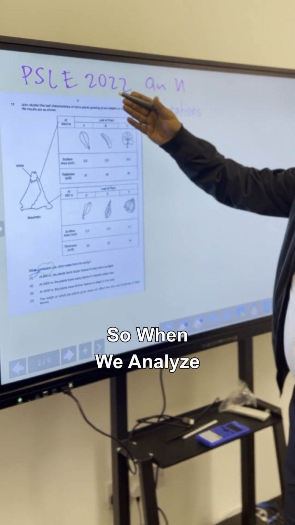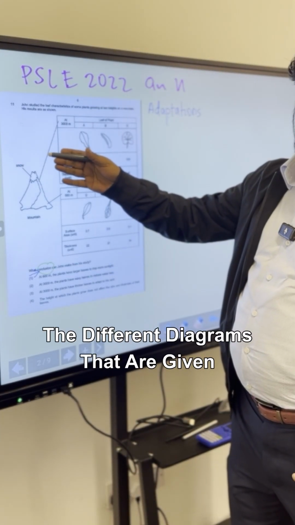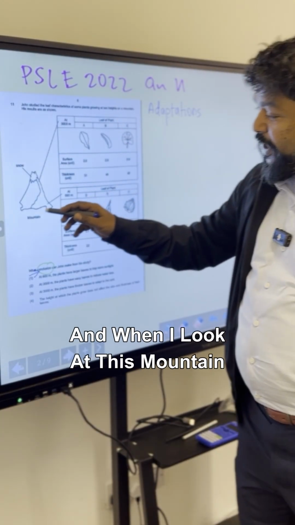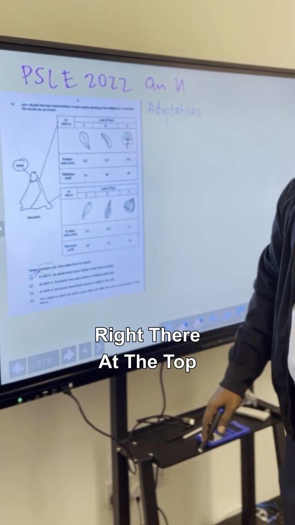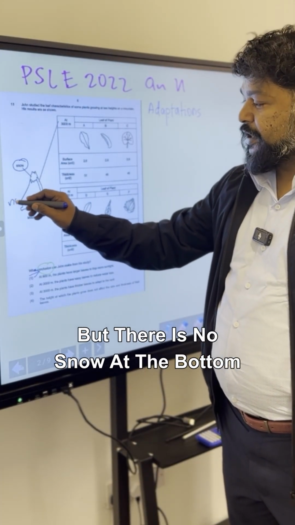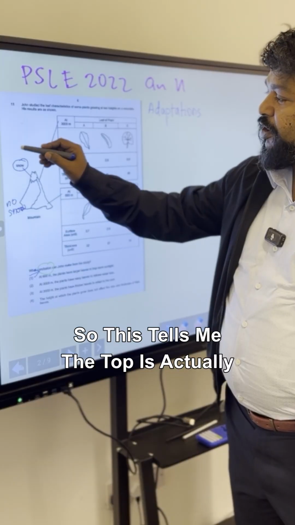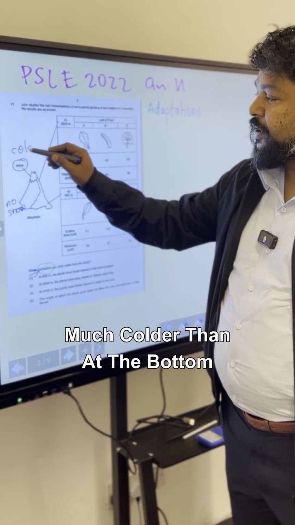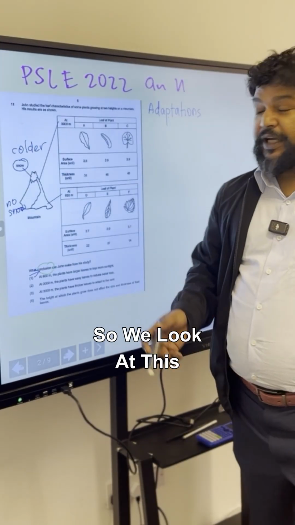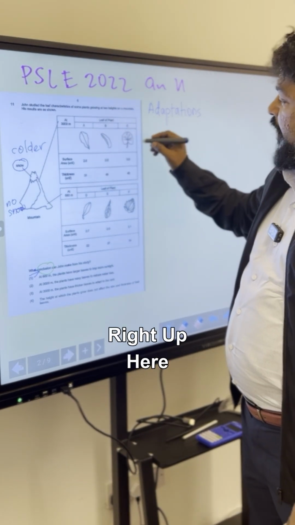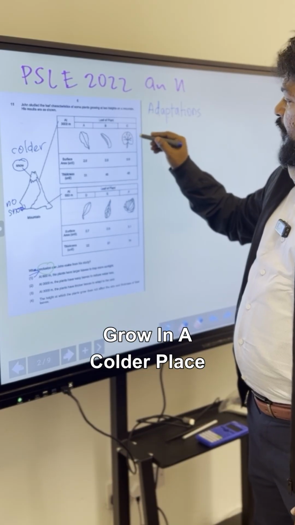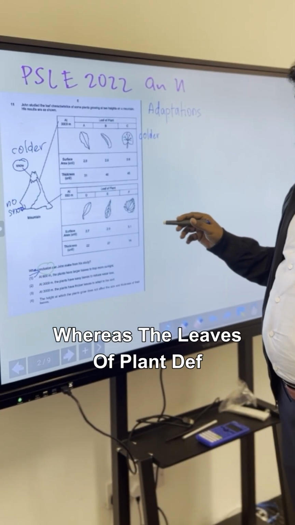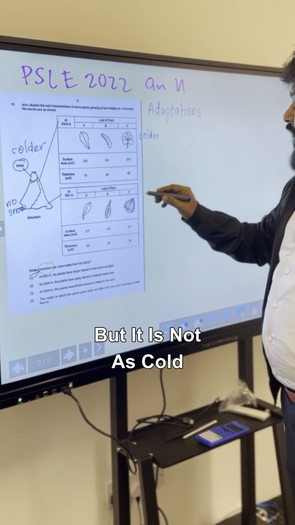So when we analyze, let's look at the different diagrams that are given. Let's look at the data given. When I look at this mountain, I see that there is snow right there at the top, but there is no snow at the bottom. So this tells me the top is actually much colder than the bottom. We look at the trees growing right up here. The leaves of plant ABC grow in a colder place, whereas the leaves of plant DEF, I'm sure it's cold, but it is not as cold.